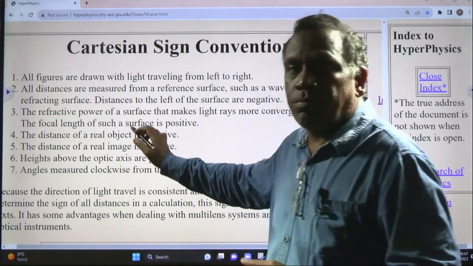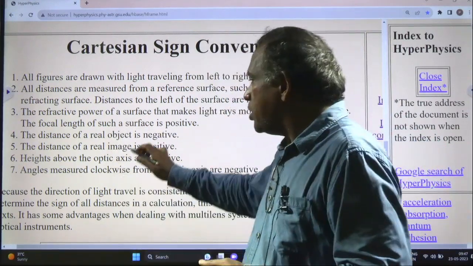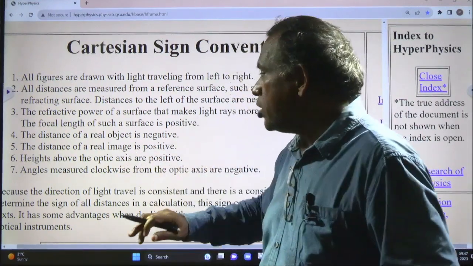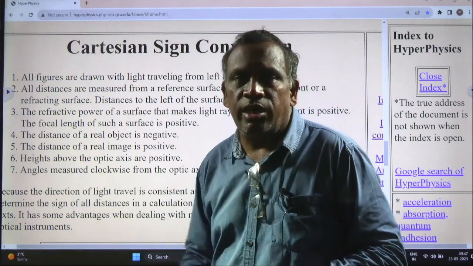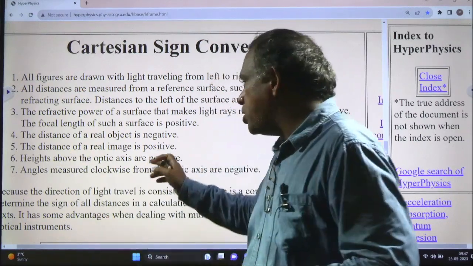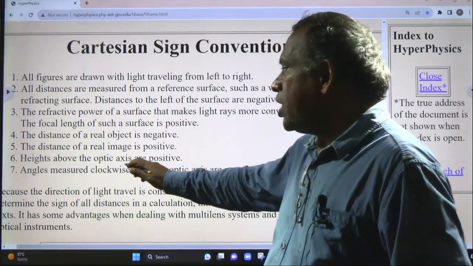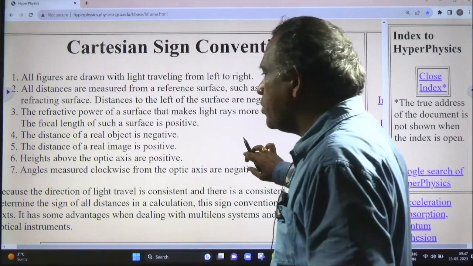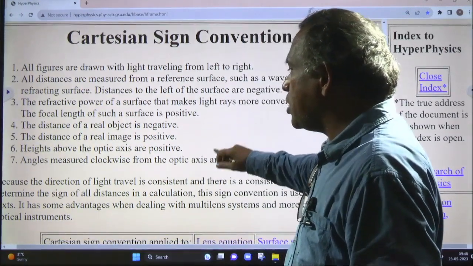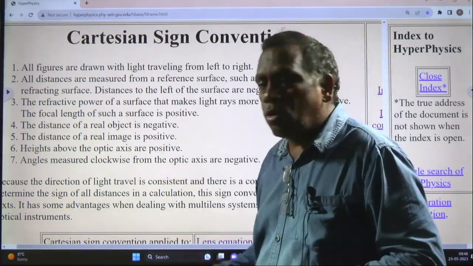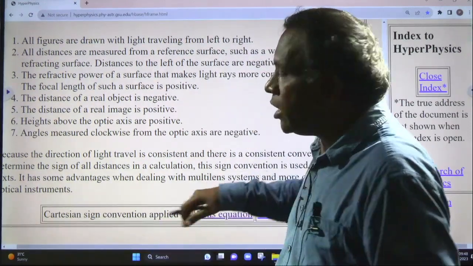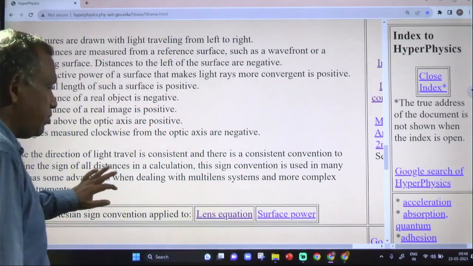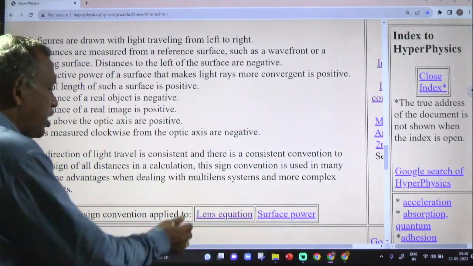The distance of a real object is always taken as negative. The distance of a real image, an inverted image, is positive. Heights above the optical axis are positive, and heights below the optic axis are negative. Angles measured clockwise are taken as negative, and anti-clockwise as positive. These are all the Cartesian sign conventions in the lens.